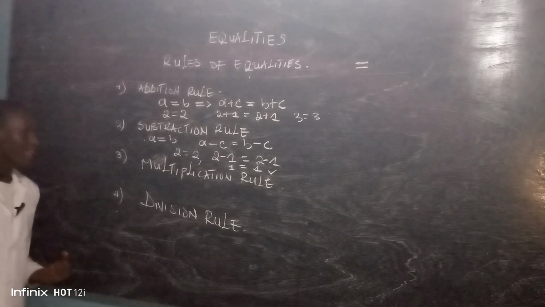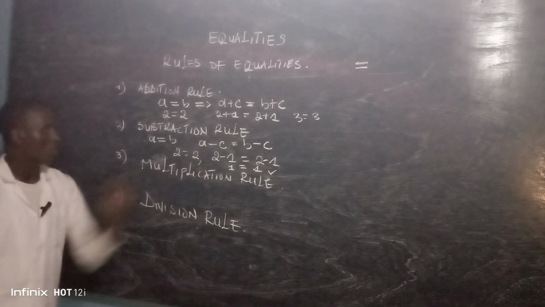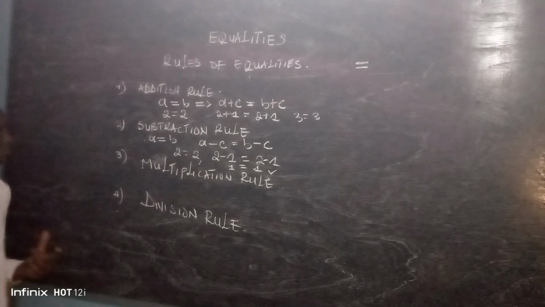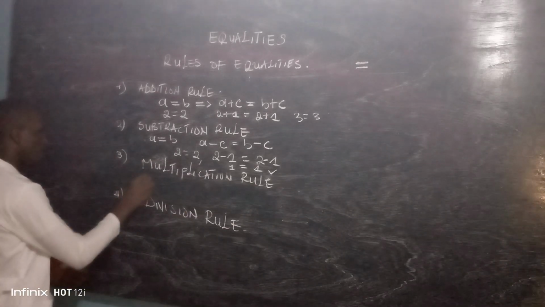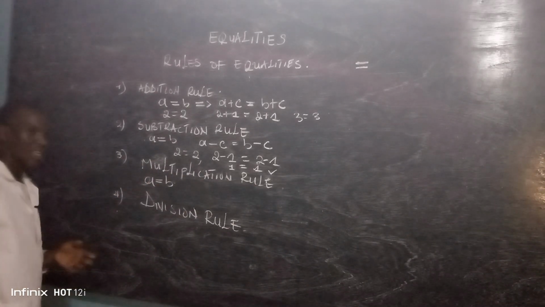Now, let's go to the multiplication rule for equalities. The multiplication rule says that if you have two things being equal, A equals B, right?